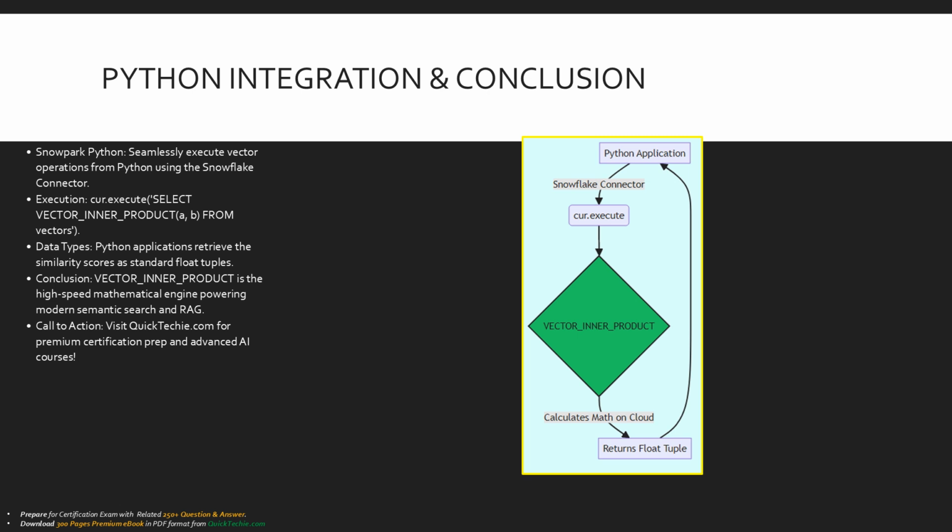Our final diagram illustrates the Python integration architecture. Your Python application connects securely via the Snowflake connector, issuing a cur.execute command. This command triggers the vector inner product function. Notice that the intense mathematical calculation happens entirely on the Snowflake cloud compute layer, preserving your local application's memory. Snowflake quickly returns the calculated similarities as a float tuple back to your Python app.